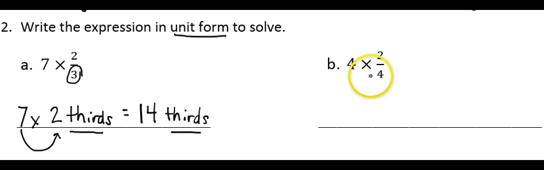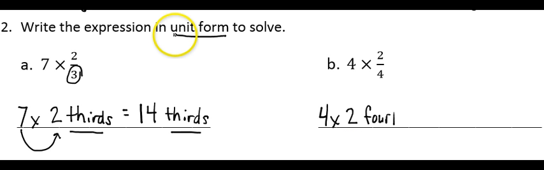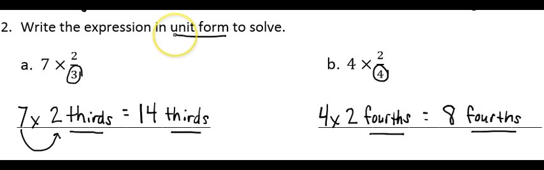In the second question, I have 4 times 2/4. In unit form, that would be 4 times 2/4. And again, my denominator is the unit form of the fraction. This means 4 groups of 2/4. Well, in all, that would be 8/4. And the unit stays the same.